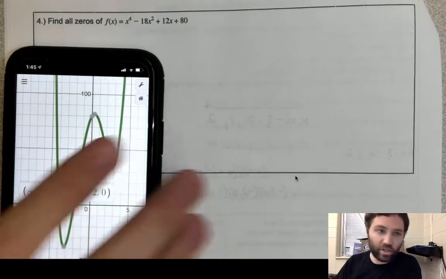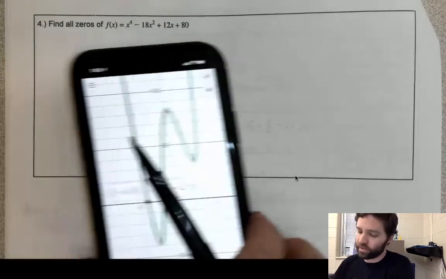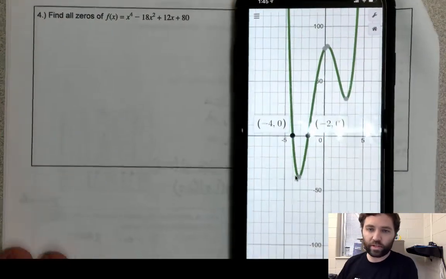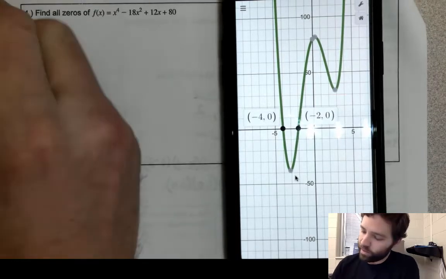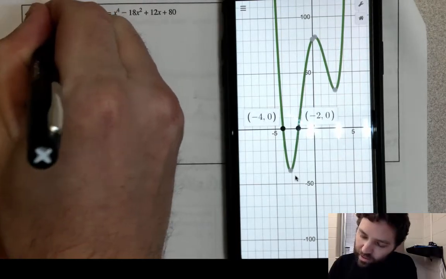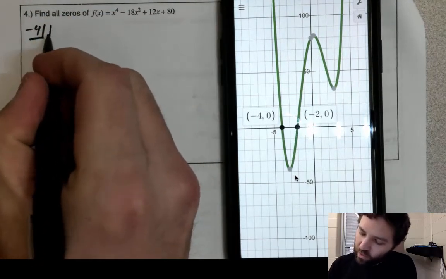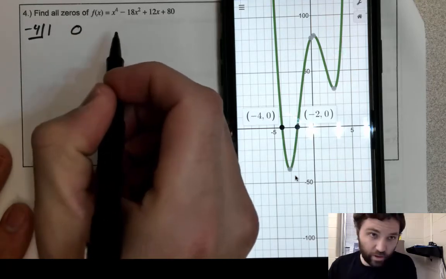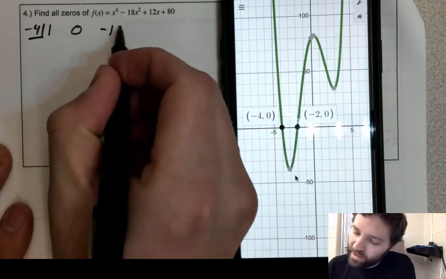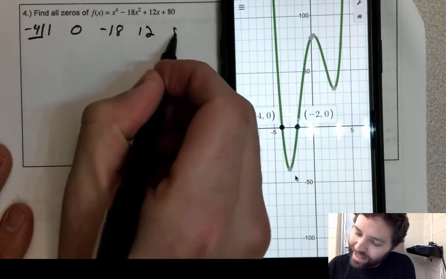Okay, so let's do the division with -4 and -2. So let's move this over here. Those are my 2 easy zeros. So I'm going to put -4 in the box. Synthetic division. So 1, 0 is a placeholder for the cube term. Minus 18, 12, and 80.